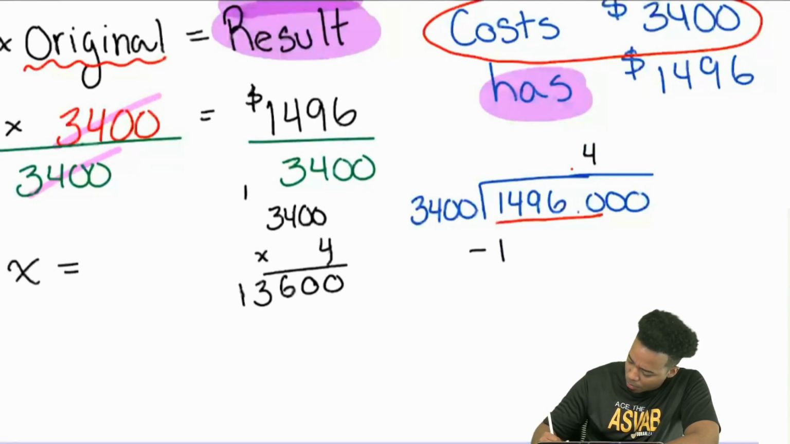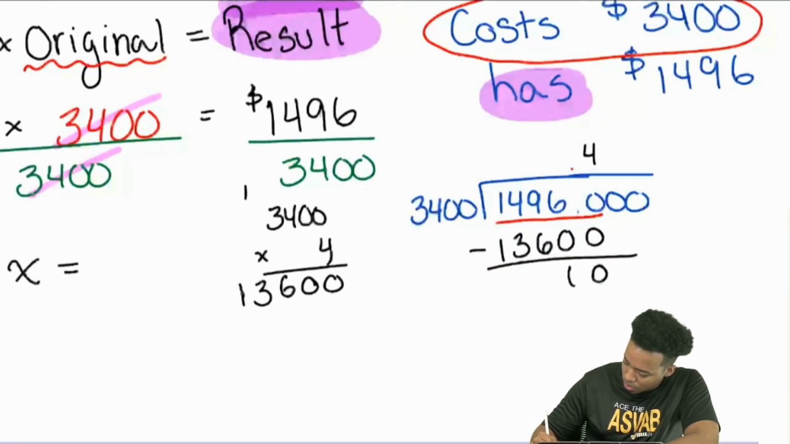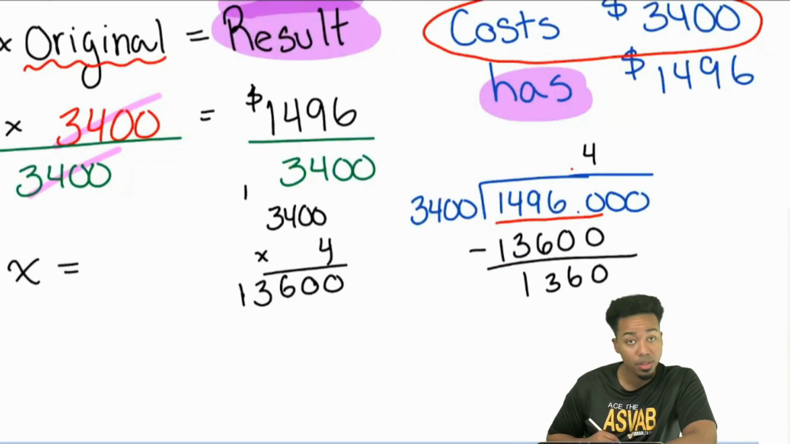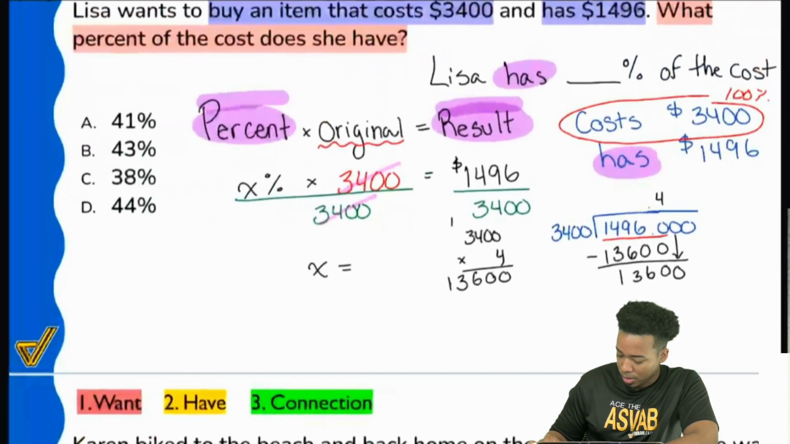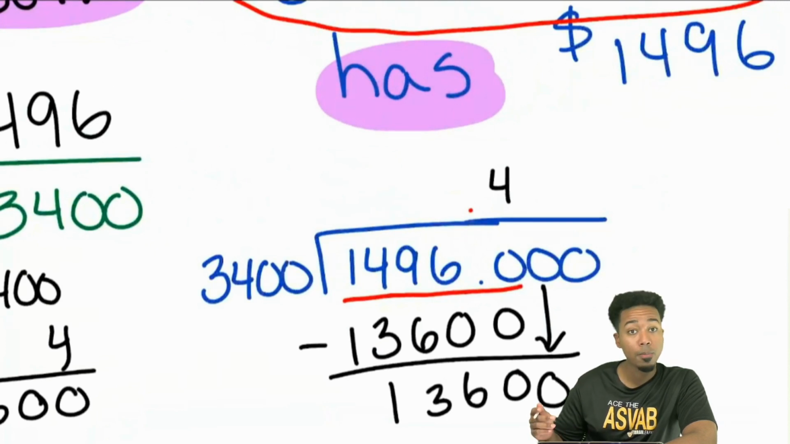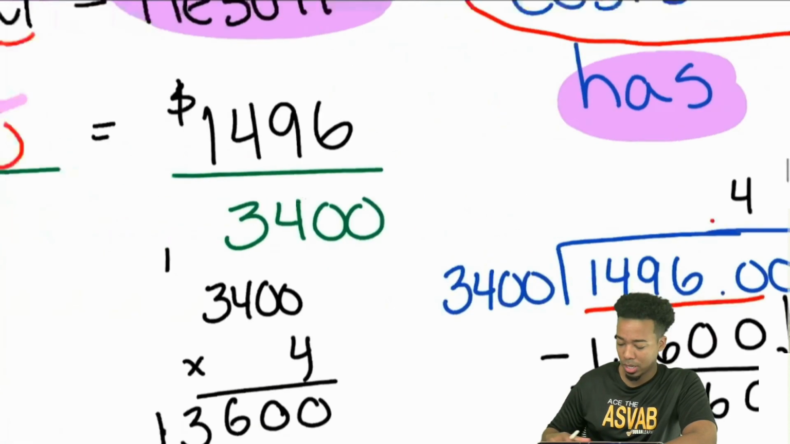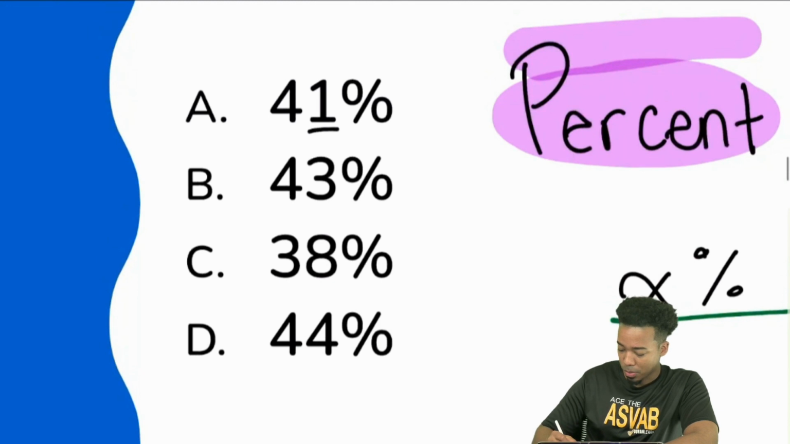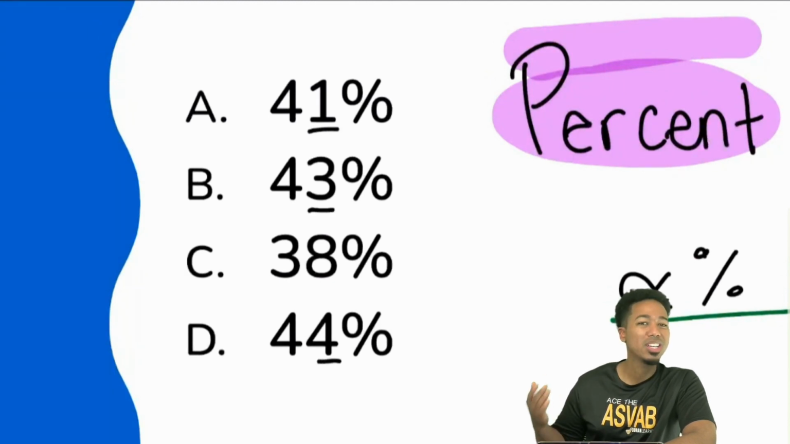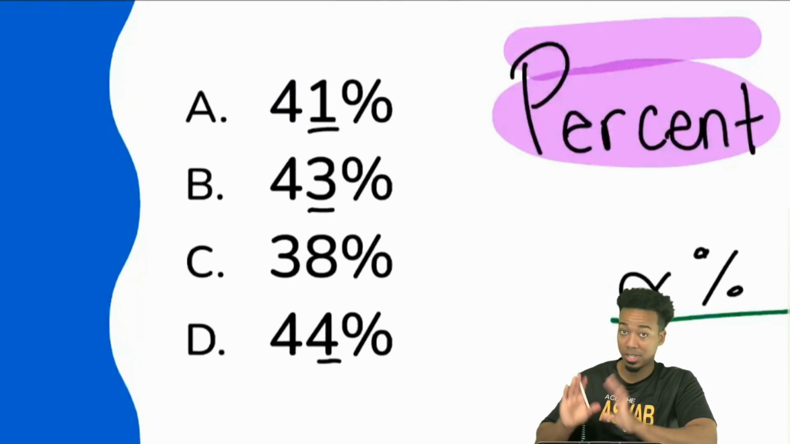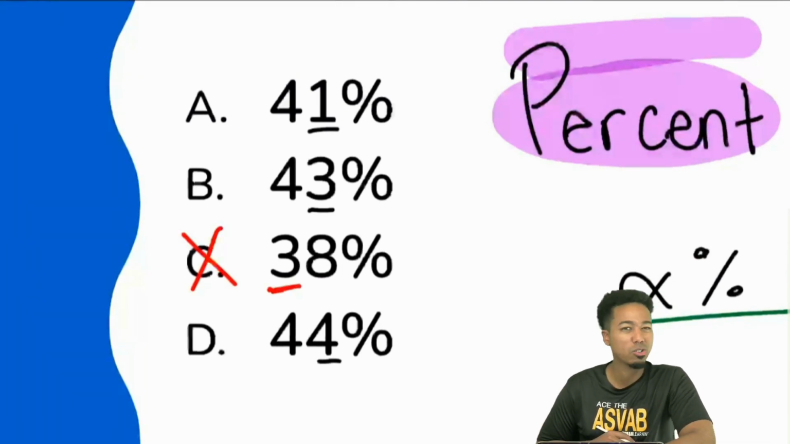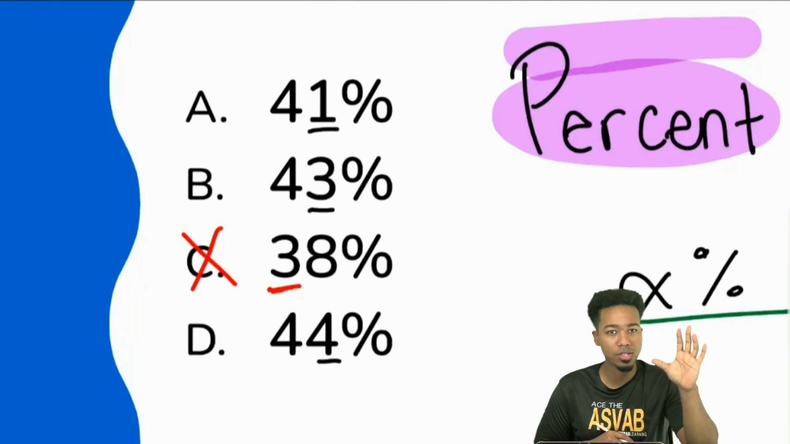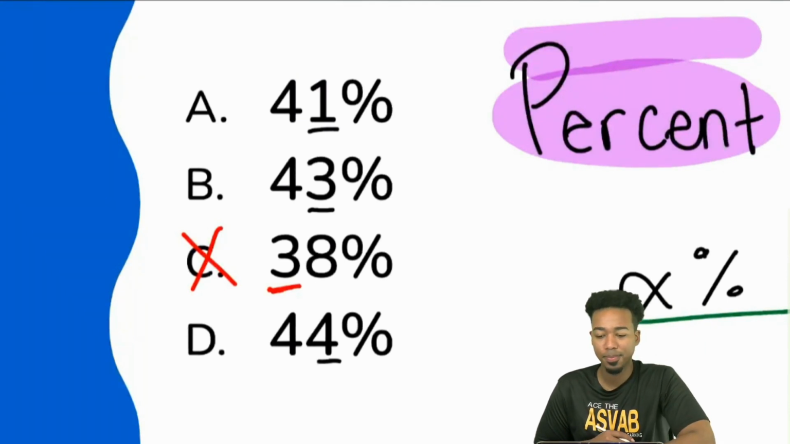If we take away 13,600, here's what we get: 0, 6, 3, 1. From there, we're going to drop this 0 here. But we can also check really quick to see, since this starts with 0.4, it'll be in the 40 percentile range. But we have 41%, 43%, and 44, so we can't stop yet. I can tell you right now that C is not the answer because that starts with a 3. Everybody, are we seeing what I'm working on so far when I did that?